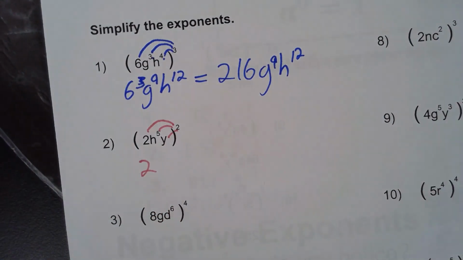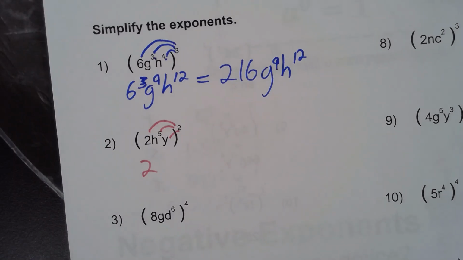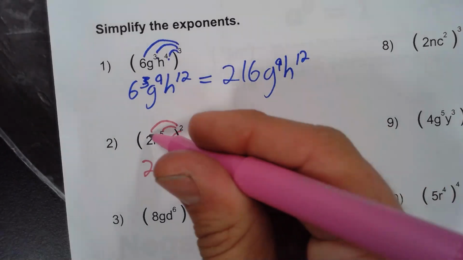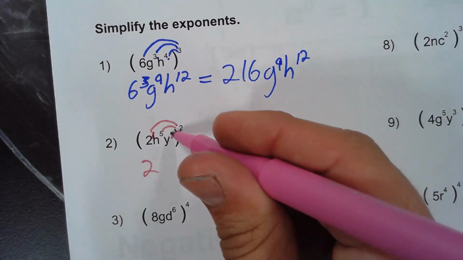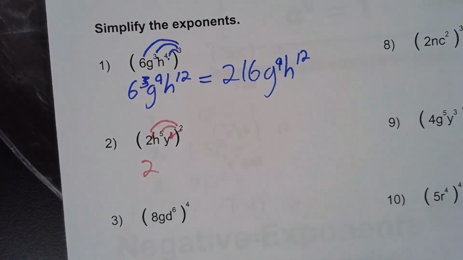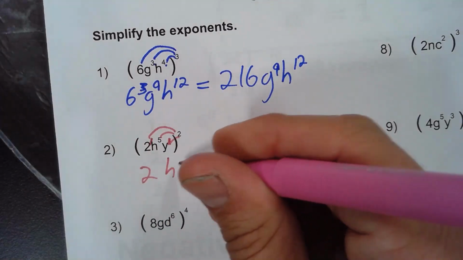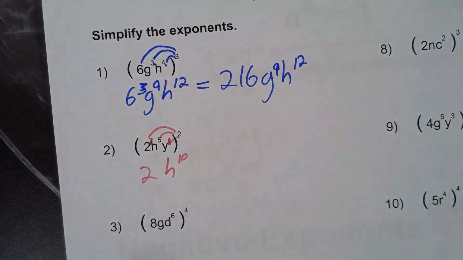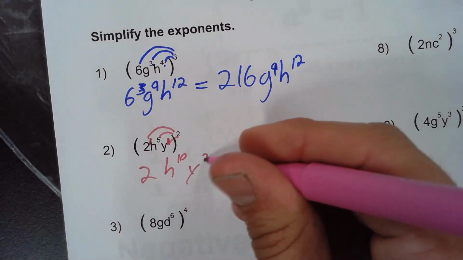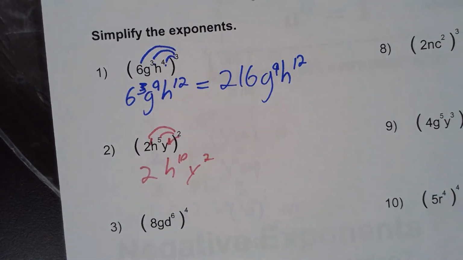Whoa, sorry. What would you say? Go ahead. So remember, there's an understood 1 if there's no exponent. So it would be 2 to the first power, y to the first power. Okay. You guys agree with that?